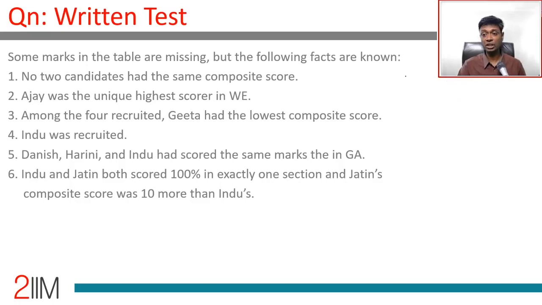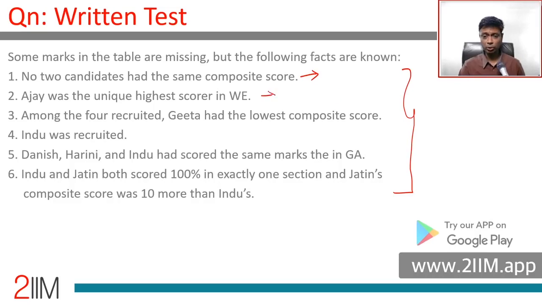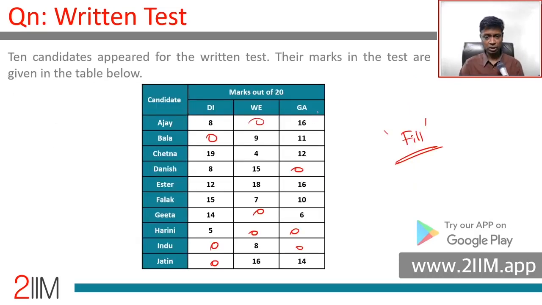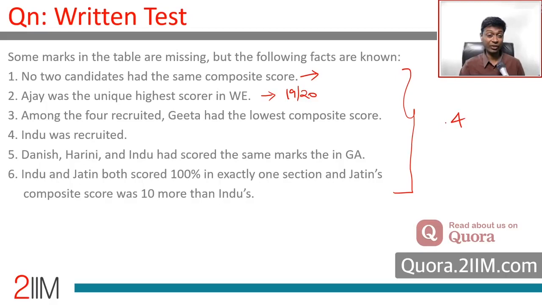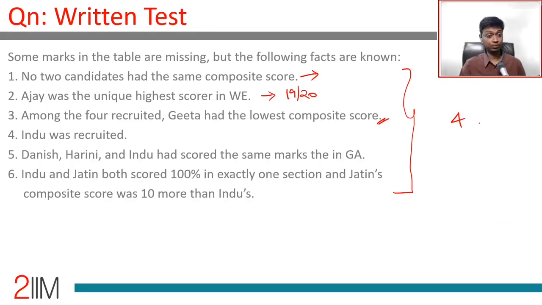Wonderful. So this is the information given that's going to help us fill the table. No 2 candidates had the same composite score. Good. Unique composite score. Ajay was the unique highest scorer in WE. Let's look at this. WE, Esther has got 18. So Ajay has scored 19 or 20 in WE. Among the 4 recruited, so 4 satisfy all criteria. Geeta had the lowest composite score. So Geeta is in. Indu was recruited. Brilliant.